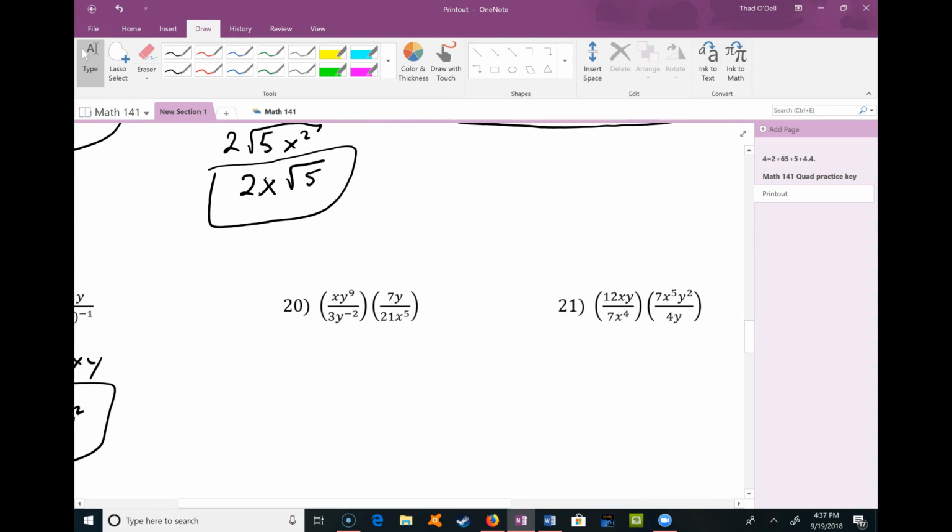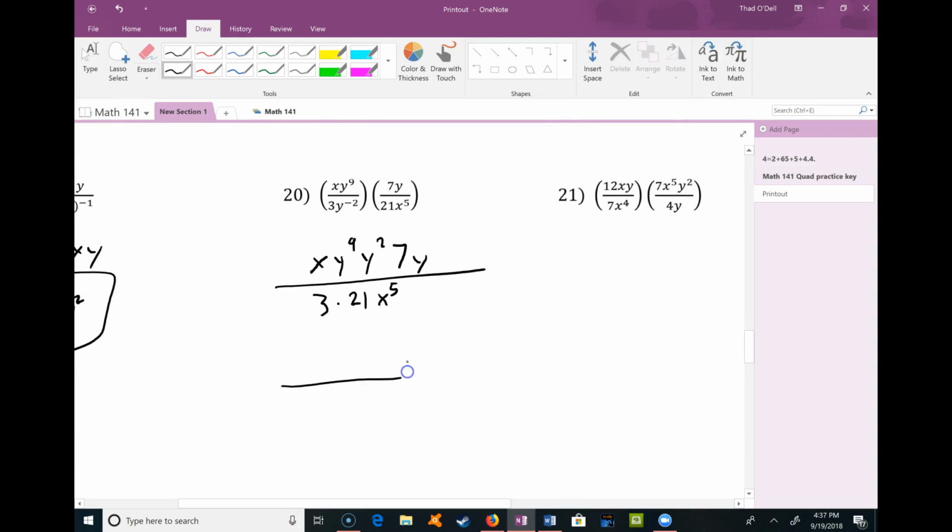Over here, we have some negative exponents, so they're in the wrong place, so maybe we'll adjust that. And I can just drop the parentheses because I'm doing nothing but multiplication and division, right? So I'm going to have x, y to the 9th, y squared times 7 times y on top. And on the bottom, I'm going to have 3 times 21 times x to the 5th.